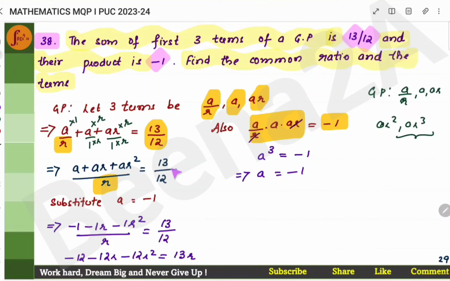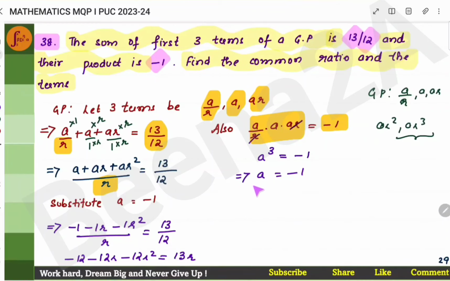Now, let's go to the next one. Product. When you multiply all these three terms, you get -1. So here R and R will get cancelled. So you'll have A cube as -1. So what will be the value of A? Right? If I have A as -1, A cube will be -1 into -1 into -1, which is -1. So A cube will become -1, which means that A should be equal to -1. If A is equal to -1, then A cube will become -1. So A is -1.